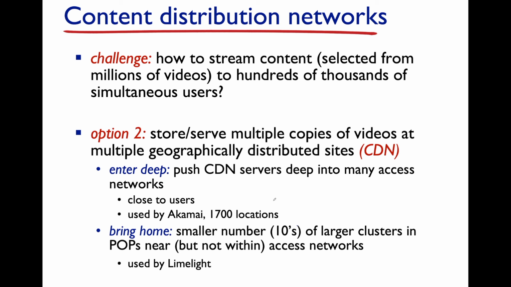And the idea is to put this content close to the users, because if it's close to the users, that bandwidth for accessing is going to be relatively large. And the other is called bring home, and that takes an opposite approach where you put the content delivery network servers in the points of presence. These are those facilities where different ISPs exchange data. So they're not within the access networks, but they're at those points at the seams where two different ISPs exchange data.